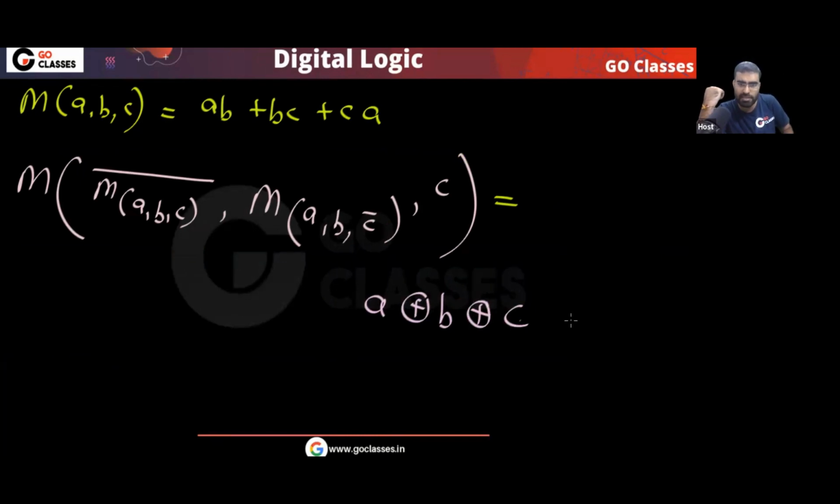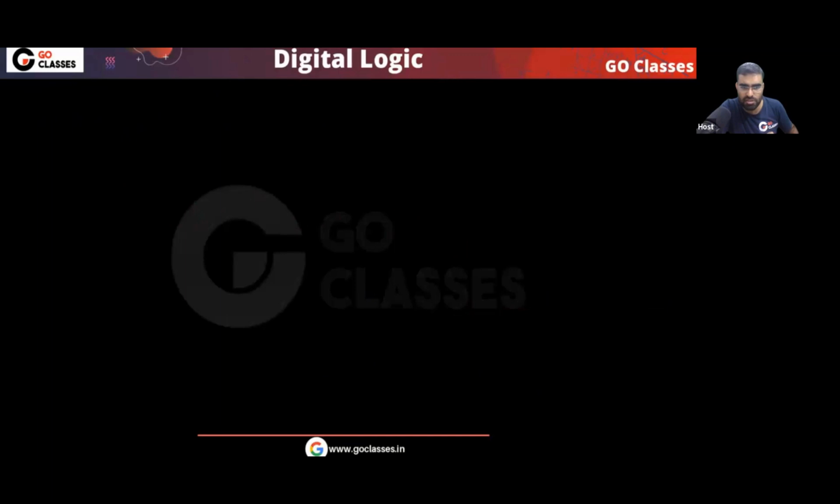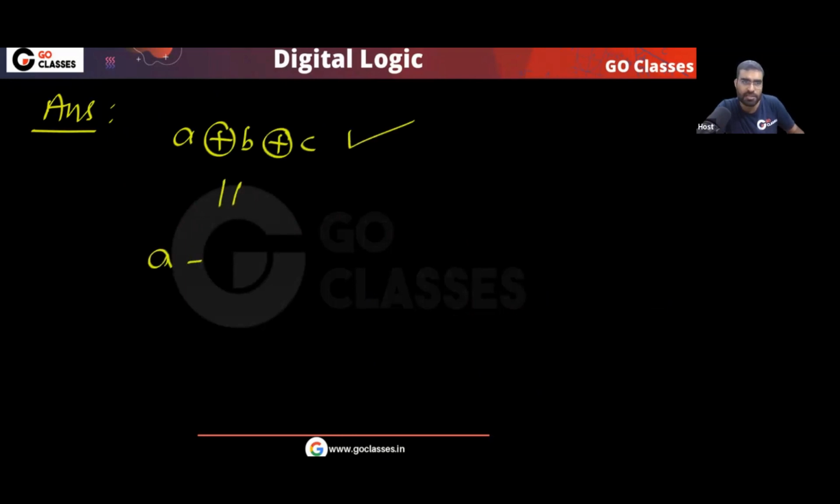Can I say that is the same as A XNOR B XNOR C? Are they the same? Yes. So both answers are correct. Please understand, for this GATE exam question, both these answers are correct. This is also correct, and that is the same as this. But tell me one thing.